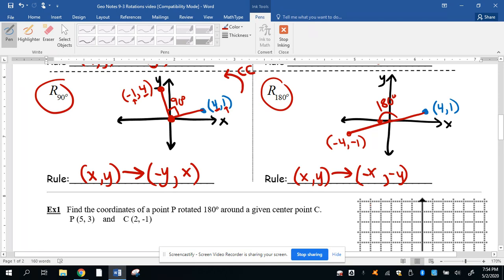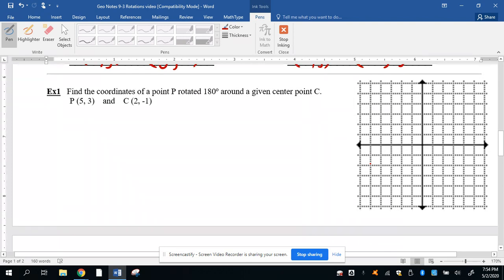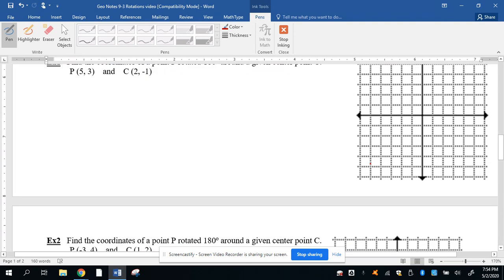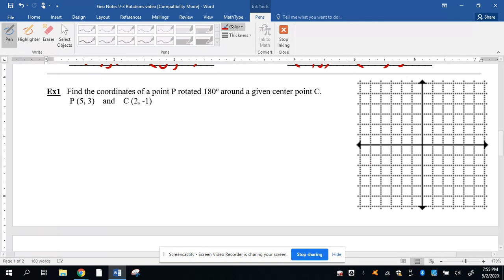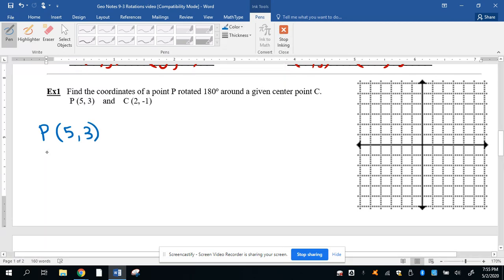So let's go on and just answer some questions that you would be asked on a homework assignment or a test or a standardized test. Let's look at number 1. The first question says, find the coordinates of a point P rotated 180 degrees around a given center point C. So P is my original point, 5, 3, and it's going to be rotated around a point, I'll just call it C with a green, 2, -1.